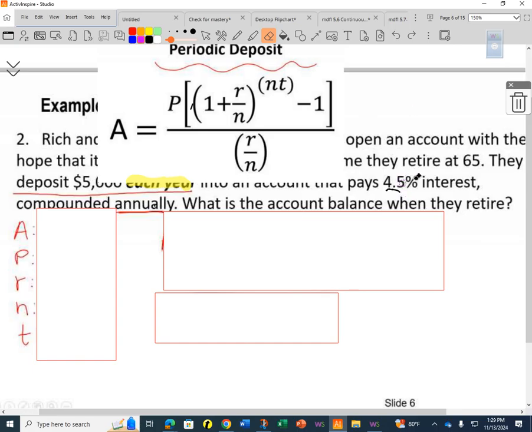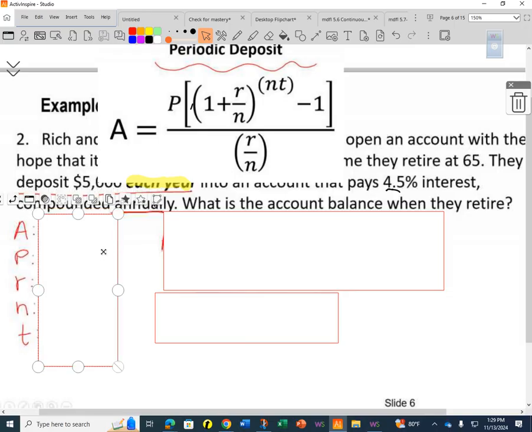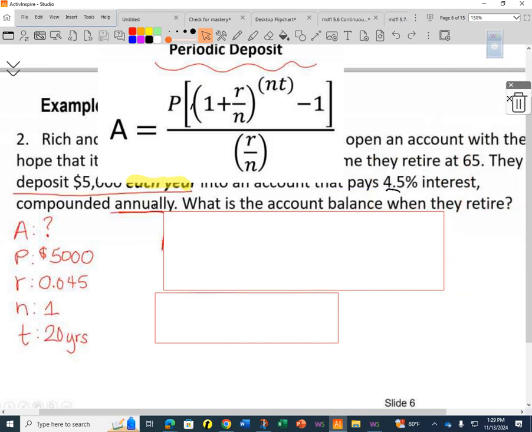So 4.5, remember you divide by 100, that gives you your rate, drop the percent. Compounded annually, that tells us what our N is going to be. What's our N going to be, Colby? Very good. So that is what you should have filled out for your A, P, R, N, and T. So now we're plugging those values in for the variables in this new formula.